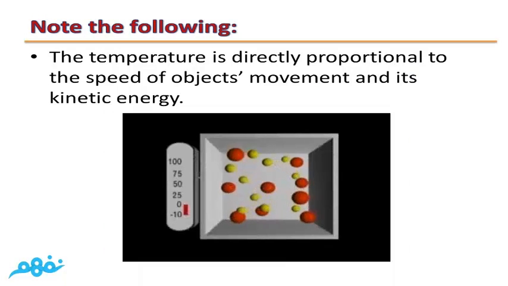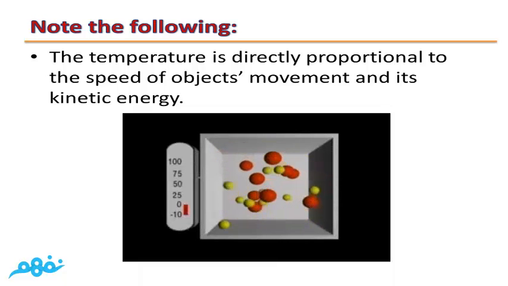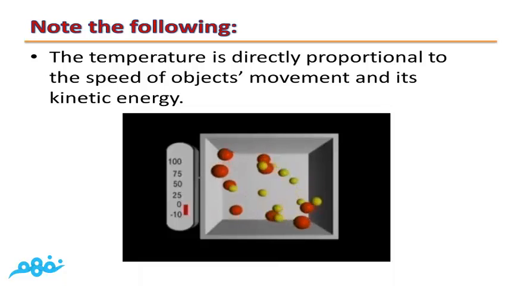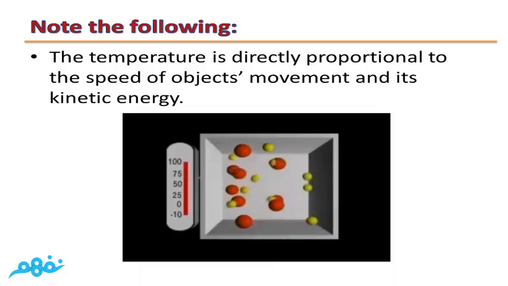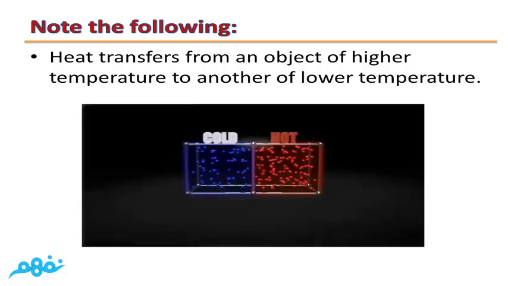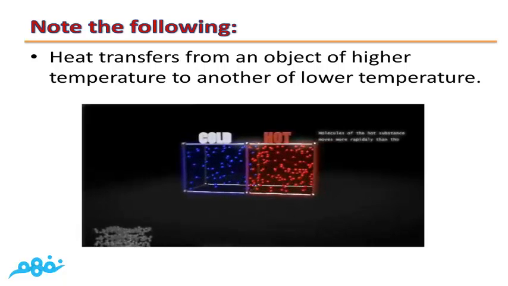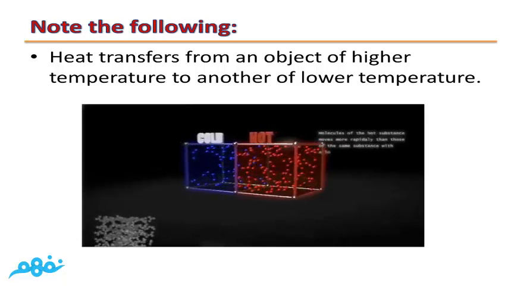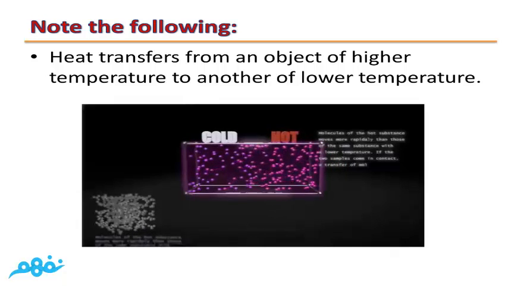Note the following. The temperature is directly proportional to the speed of object's movement and its kinetic energy. As you can see, by increasing the temperature, the kinetic energy of molecules increases. Heat transfers from an object of higher temperature to another of lower temperature. Hot objects are represented by red, cold objects by blue.